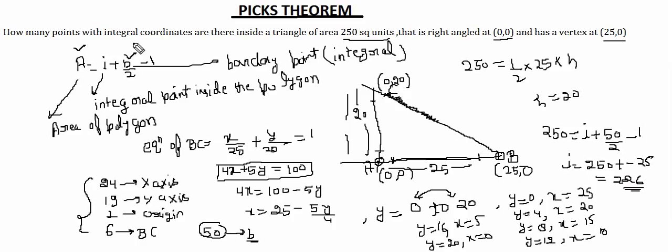How many points with integral coordinates are there inside a triangle of area 250 square units that is right angled at (0, 0) and has a vertex at (25, 0)? That will be 226. This will be the number of integral points inside the triangle.